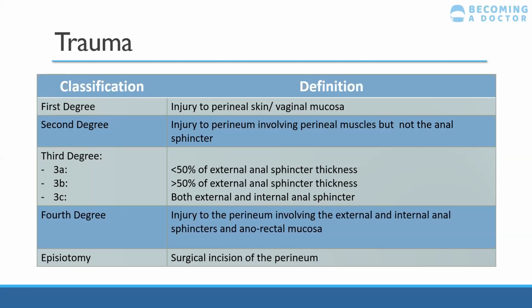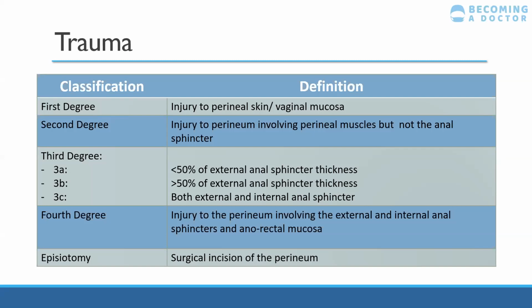So first degree is just to the skin or the vaginal mucosa, and usually these are just left alone. Second to fourth degree and episiotomies are all usually sutured. We suture them to help with the bleeding, helps with healing, reduces risk of infection. It also helps the function of the muscles. It's usually either done in the room if it's a grade 2 or in theatre for grades 3 or 4, and grades 3 and 4 also require antibiotic cover as they've been exposed to the rectal mucosa.